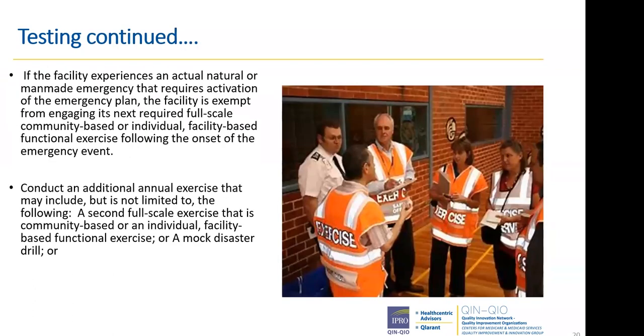If the facility experiences an actual natural or man-made emergency that requires activation of the emergency plan, the facility is exempt from engaging in its next required full-scale community-based or individual facility-based functional exercise following the onset of the emergency event. For your next drill, conduct an additional annual exercise that may include, but is not limited to, the following: a second full-scale exercise that is community-based or individual facility-based functional exercise, or a mock disaster drill. Next slide.